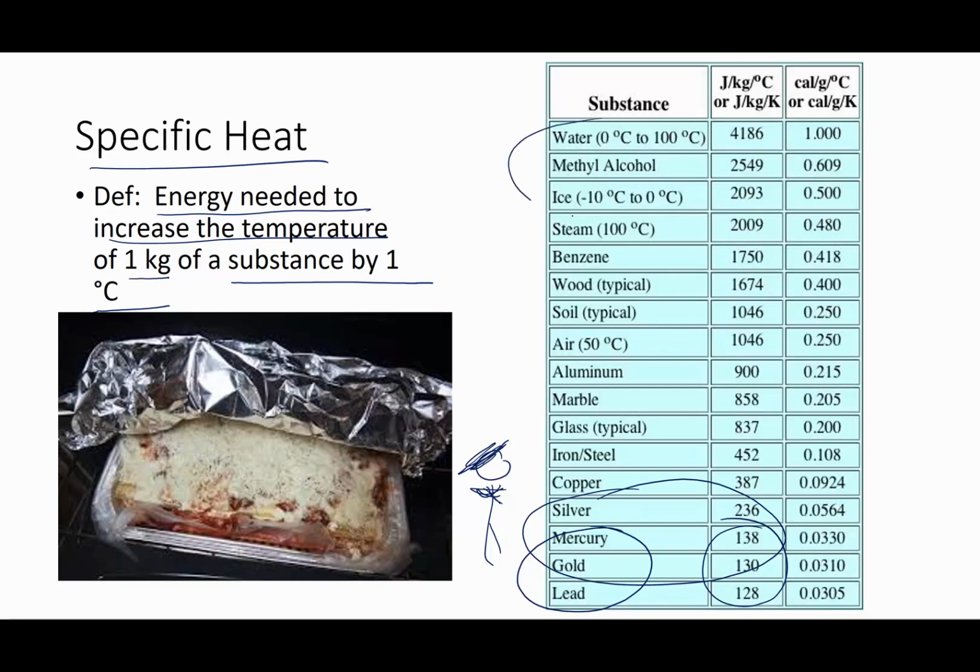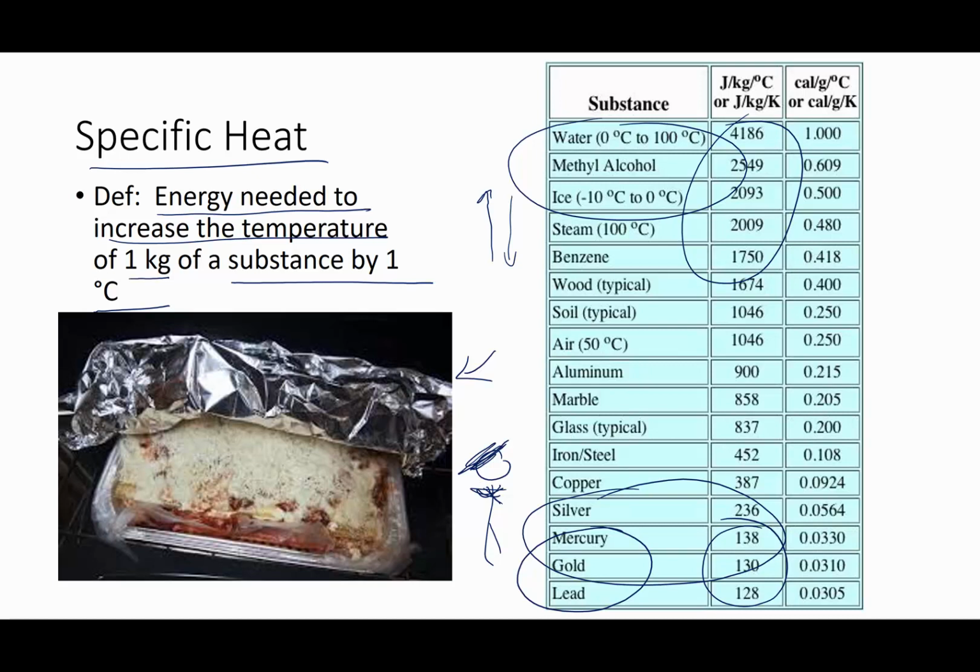Some things like water, methyl alcohol, steam, benzene, these things have big specific heat. That means that they heat up slowly, but they also cool down very, very slowly. Now, why do I have a pan of lasagna sitting here? Great example of specific heat.